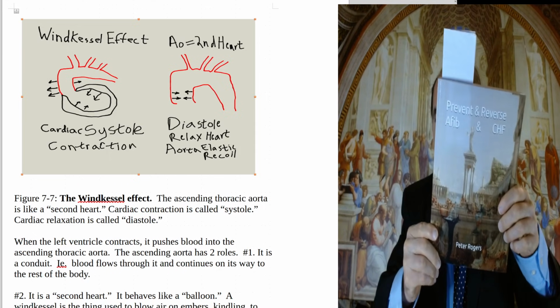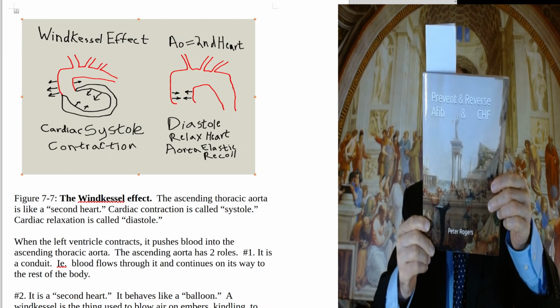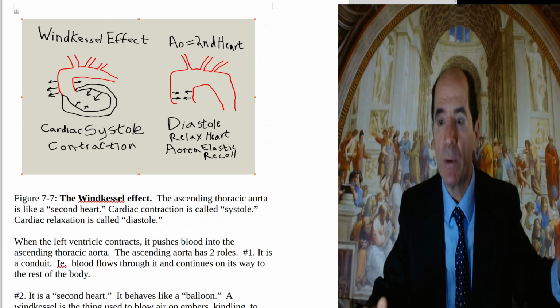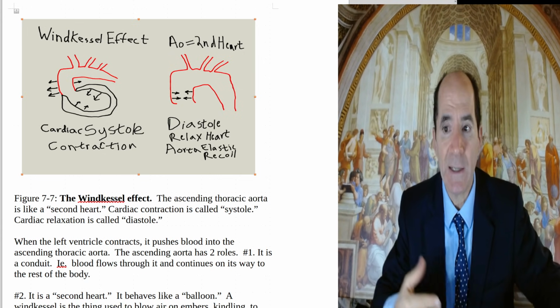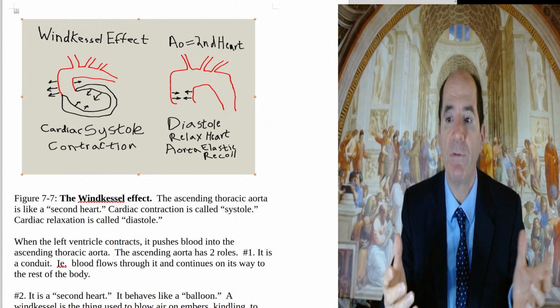Okay, this is part 23 of Prevent and Reverse Afib and Congestive Heart Failure by me, Pete Rogers. We've been talking about hypertension. We're on page 118. We're starting now on the windkessel effect.